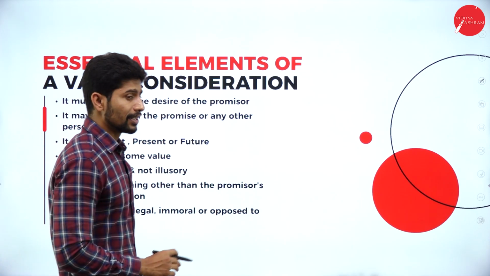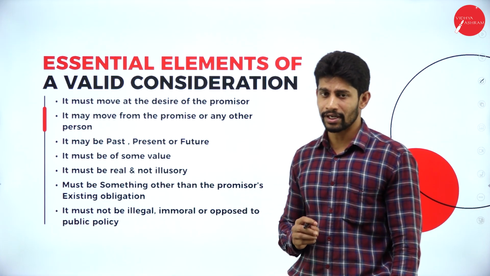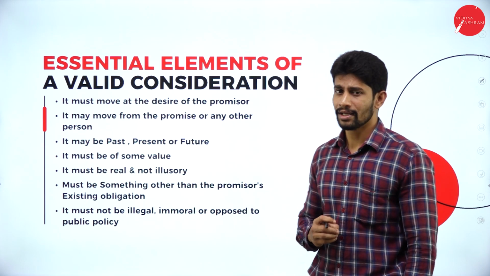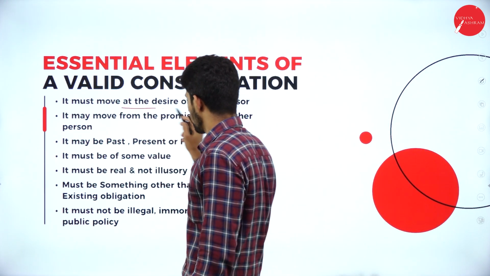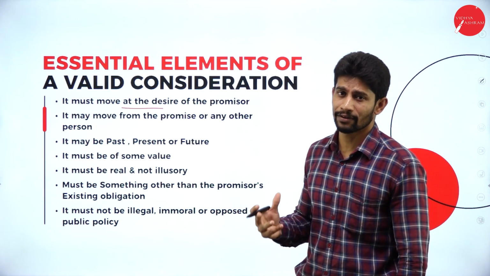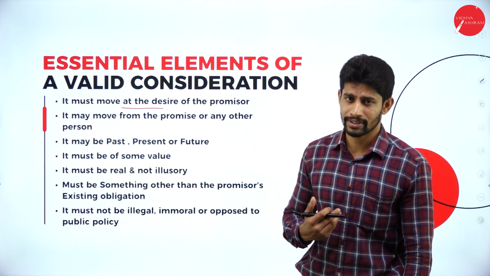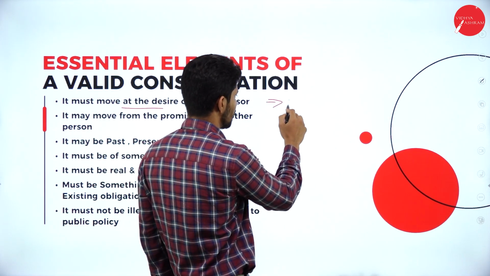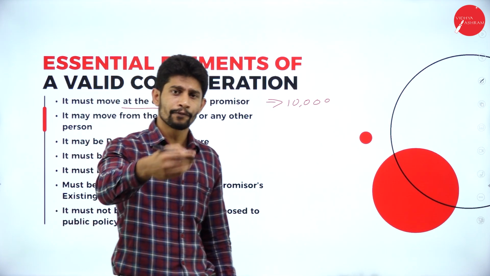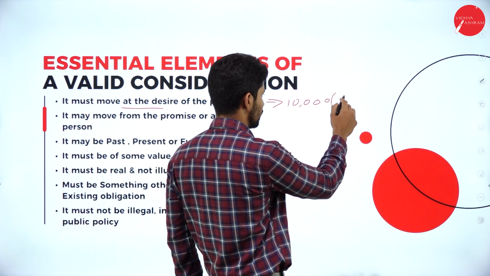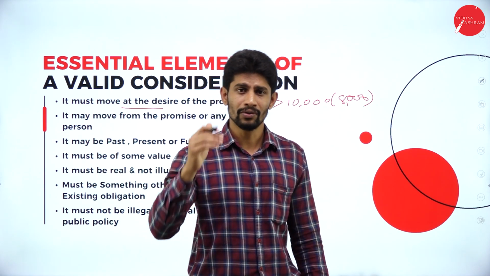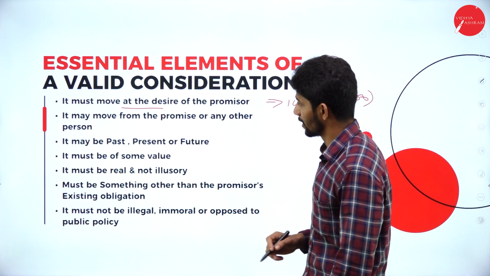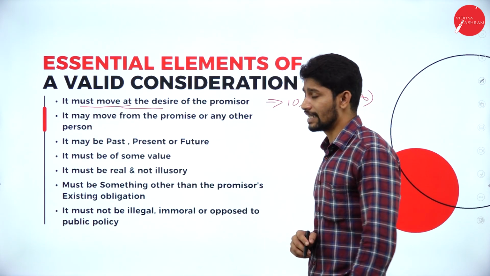The essential elements of a valid consideration. If you want to call it a valid consideration, then the consideration should satisfy a few conditions. Those conditions are: it must move at the desire of the promisor. So what is the desire of the promisor? As a promisor, that means as a receiver of consideration, I should be happy with that. For example, I will be selling my property at 10,000. If I receive the full 10,000 rupees, I will be very happy. If I receive only 8,000, I will not be happy. So the receiver, the promisor, should be happy. Then only that will be called a valid consideration. So that is what point A says: it must move at the desire of the promisor.